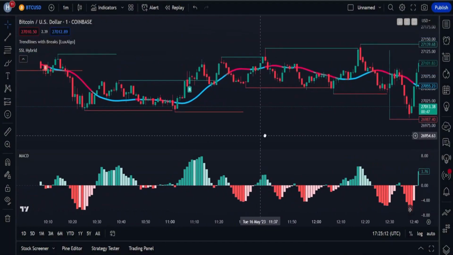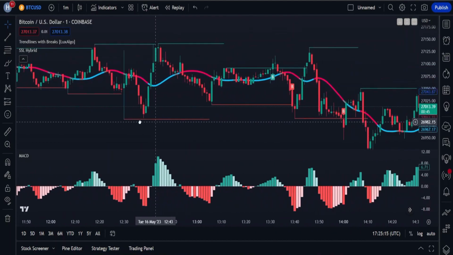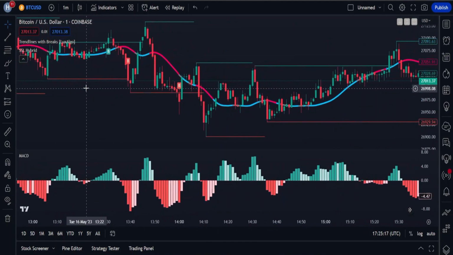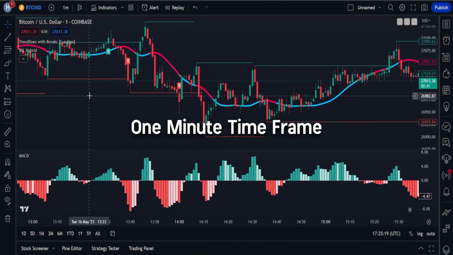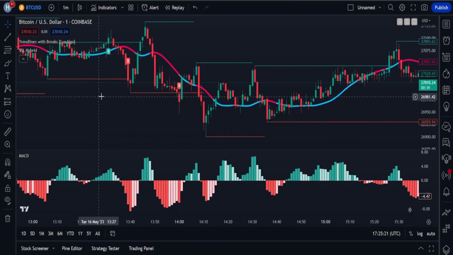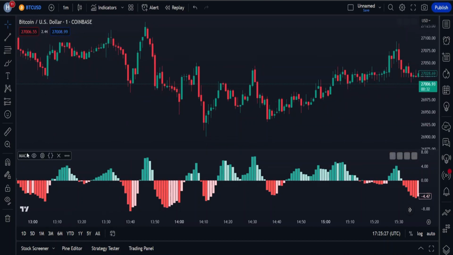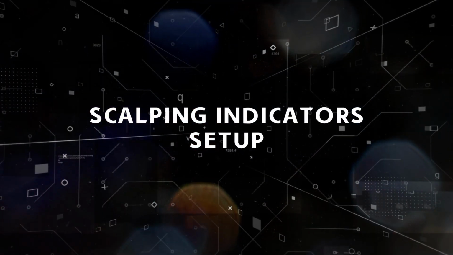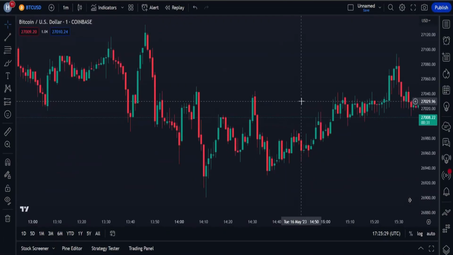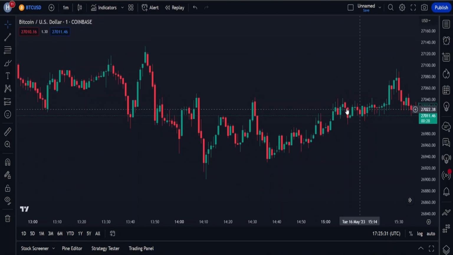So I'm in TradingView, and this is what our chart is going to look like when we're done setting up our indicators. I'm going to be using a Bitcoin chart in a 1-minute time frame to explain this strategy. I'll cross out these indicators now so I can explain the strategy and the settings for these indicators from the beginning. Scalping indicators setup. So first of all, we need to add the 3 indicators to the chart.